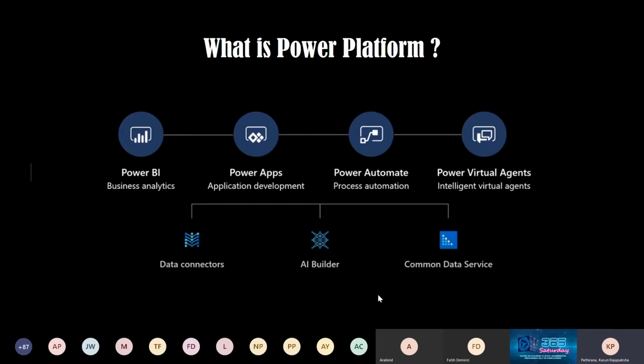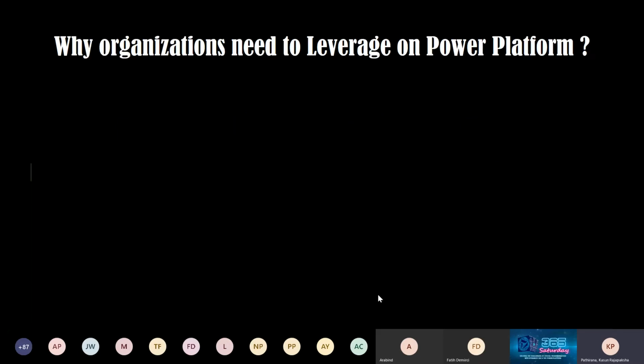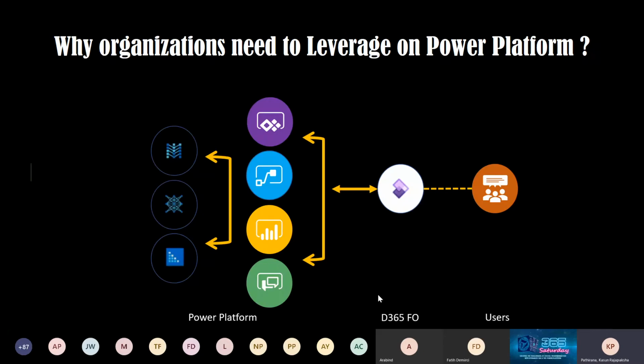And then you have AI data connectors and AI Builder. These are pre-built AI models to automate the processes, and they also predict the outcomes. Yeah, so that's a bit about the Power Platform. And let's see why organizations need to leverage the Power Platform.